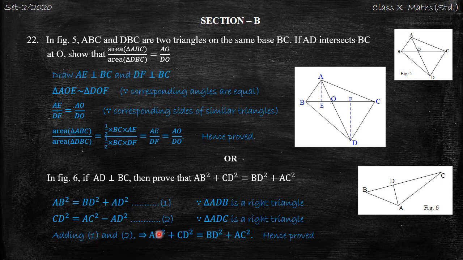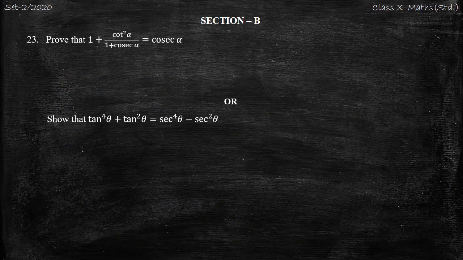Okay, so finally we arrived at what it is asked to prove. Okay, next one is a trigonometry question. Prove that (1 plus cot square alpha) over (1 plus cosecant alpha) is equal to cosecant alpha. Okay, you should know the basic identities.